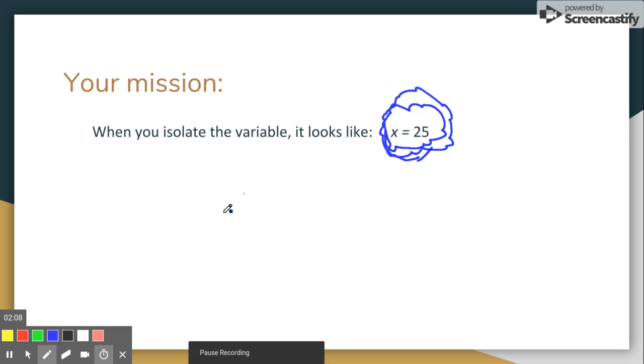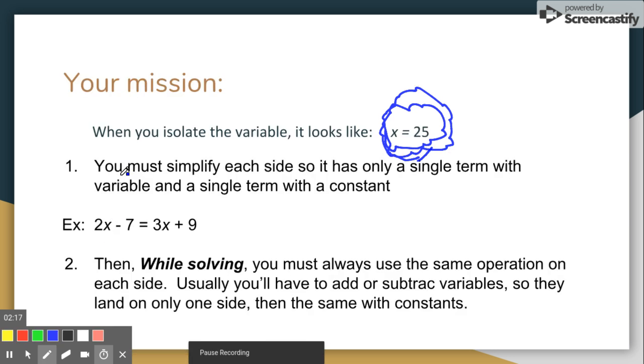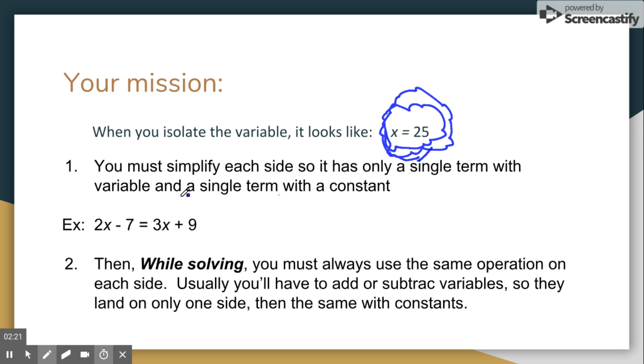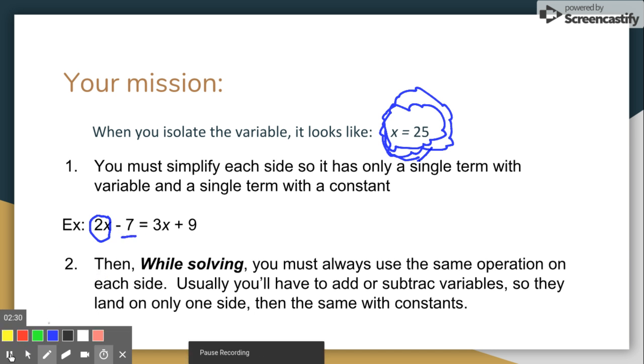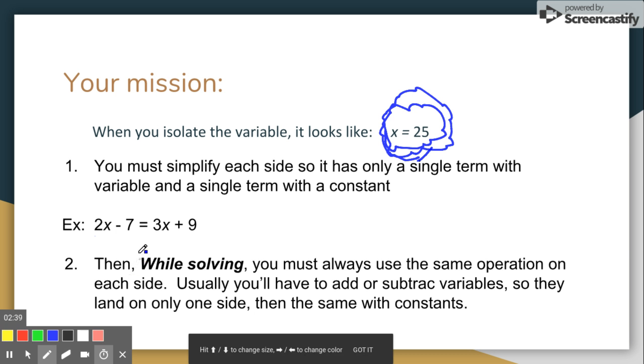Now, to accomplish that goal, we first have to go through some steps that ask you to simplify each side so that there's just a single term with a variable, such as this 2x, and a single term with a constant, such as this -7. On the other side, we have our 3x and we have our +9. So we have it as simplified as we can get on each side of the equation.